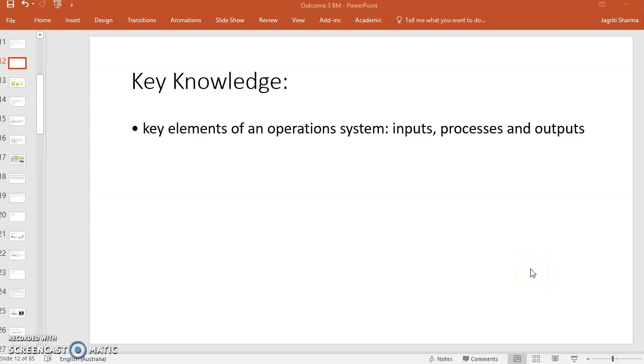Okay, good morning everyone. So the key knowledge point that we are going to cover today is the key elements of an operation system, which is the inputs, processes and outputs. Okay, now we're going to discuss that in a little bit more detail in the next slide. So let me just quickly go on there.